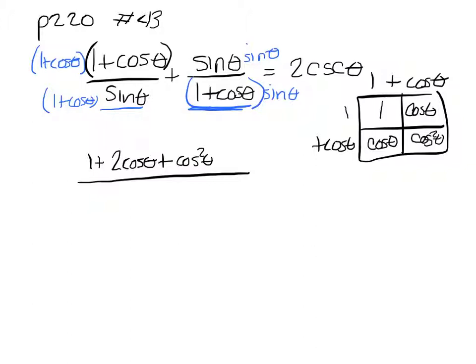And so then you end up with your 2 cosine here. So this multiplied together gives me this. I still have this multiplication to do, which is sine squared, so plus sine squared. And it's all over the common denominator of 1 plus cosine times sine.